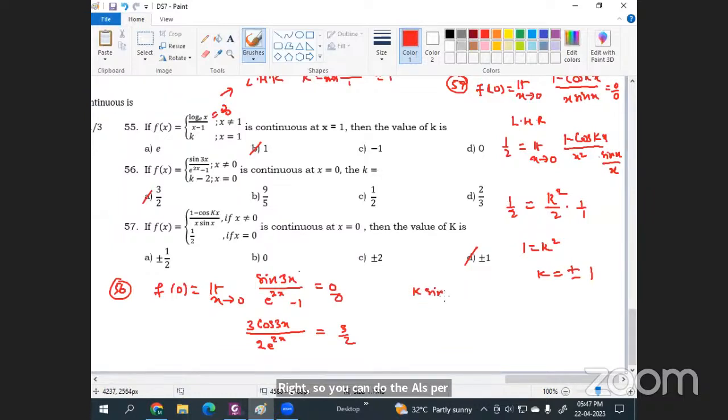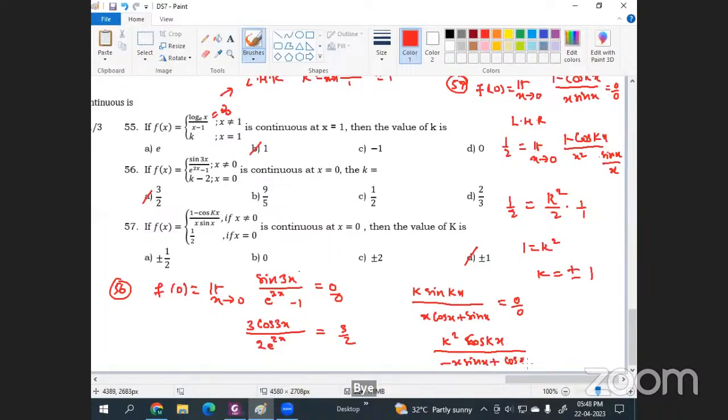K sin kx by x cos x plus sin x, plus that all. Again we are getting 0 by 0. So once again, k square cos kx by minus x sin x plus cos x plus cos x.